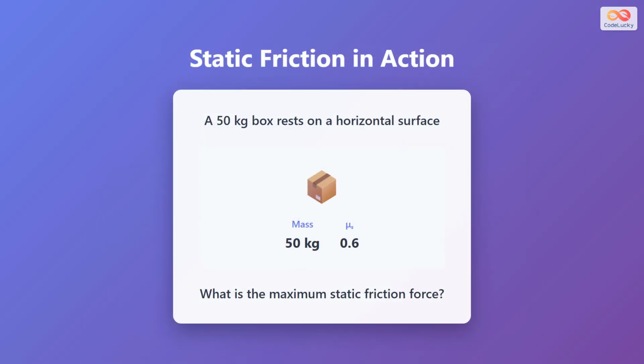Let's look at a practical problem. A 50-kilogram box rests on a horizontal surface. The coefficient of static friction between the box and surface is 0.6. The question is, what is the maximum static friction force? To solve this, we need to find the normal force first, then use our friction formula.